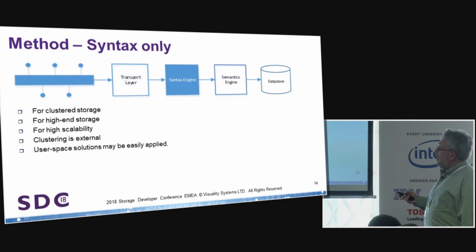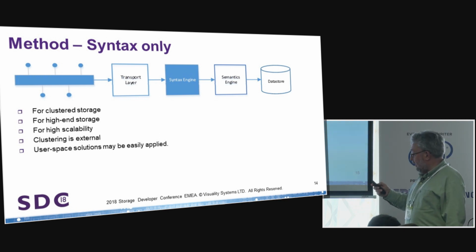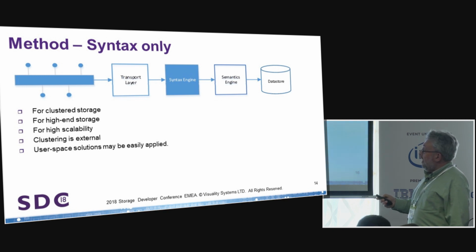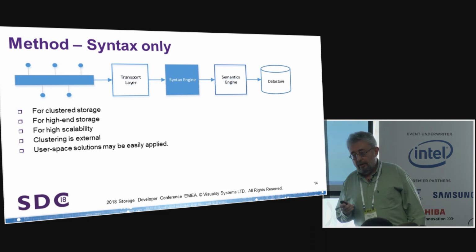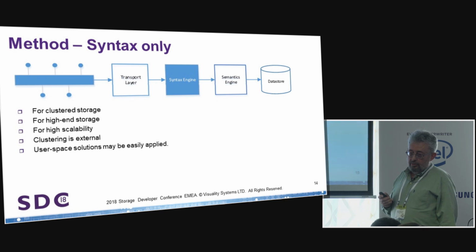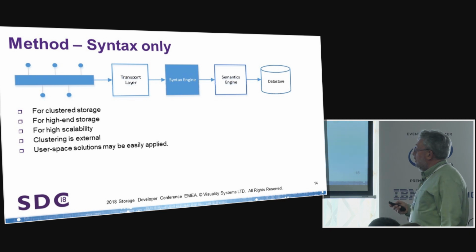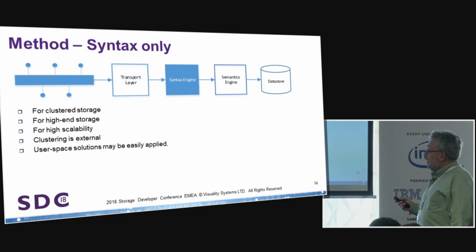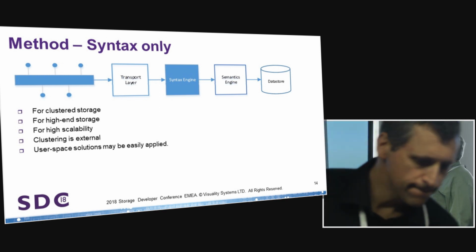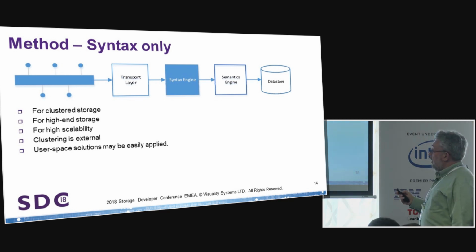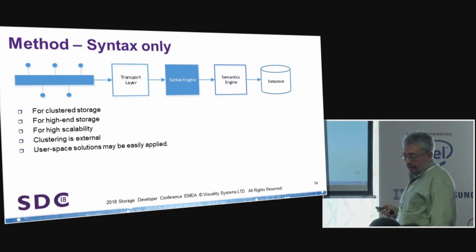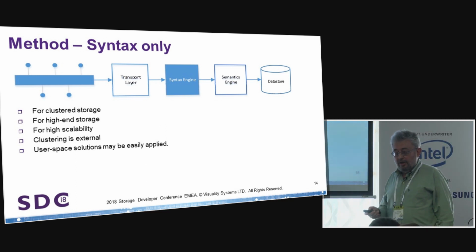Some user space solutions, like lightweight threads, can be reasonably applied here. And here we have the last option. The only common component that remains is the syntax engine, while all the others are dedicated. This is very suitable for top-level, very efficient storage solutions. In our experience, in this model, we can gain the best scalability and the best performance. Clustering, of course, remains outside the common component, and user space solutions can be applied everywhere, in transport as well as over here, and in threads, in thread synchronization, everything.